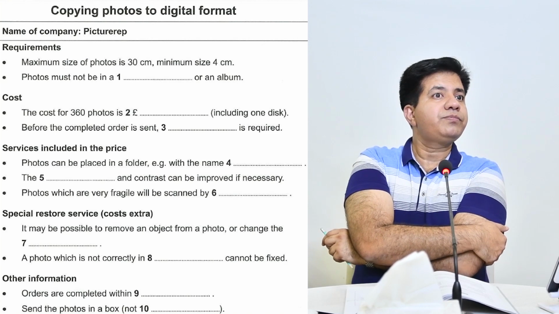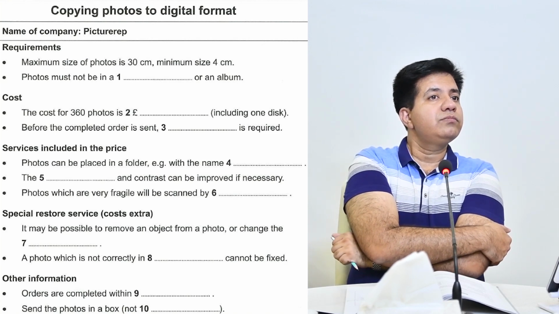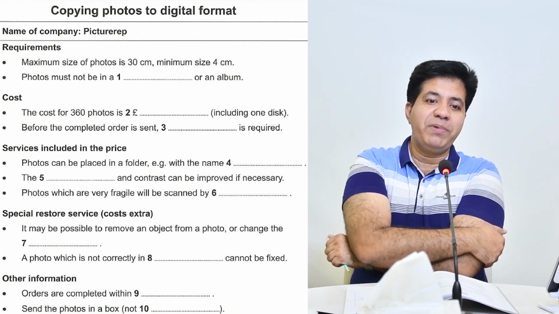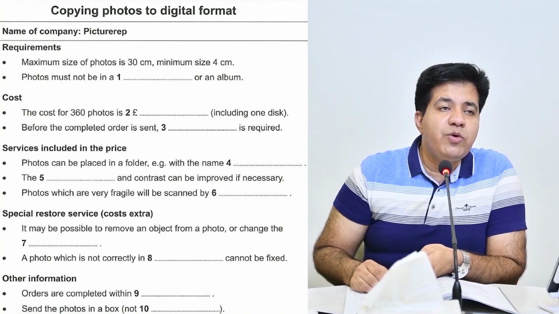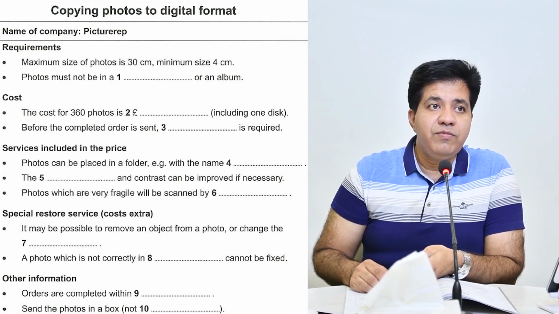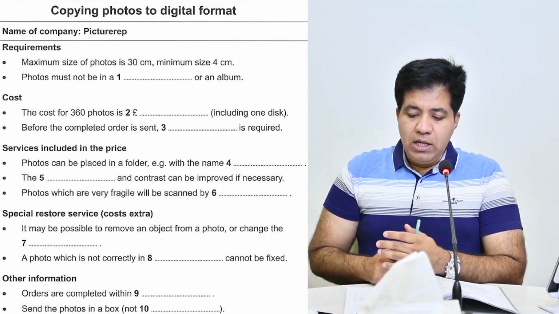Wrong answer, absolutely wrong. Because that doesn't come here grammatically. You cannot say in focused. We say in focus, right?